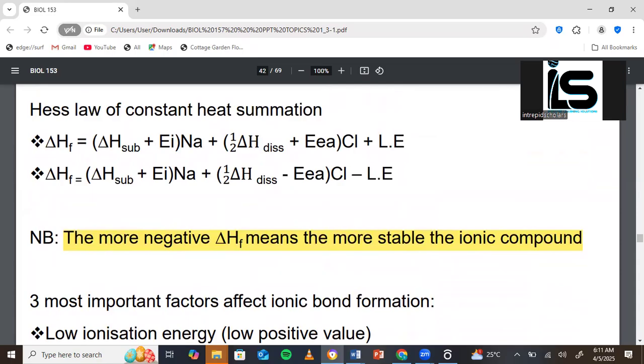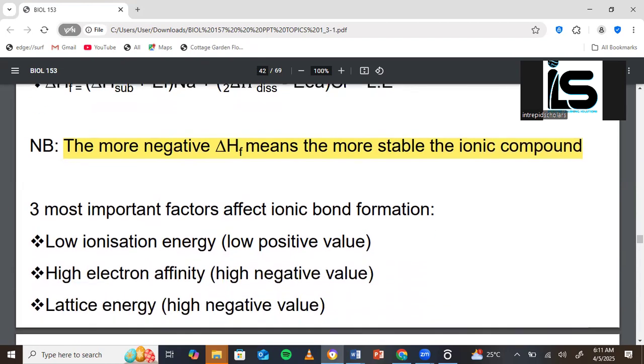It shows an exothermic reaction. You have released energy. Now, when you release energy into the environment, your internal energy becomes low. When your internal energy is low in chemistry, we say you are more stable. So that is what has been explained in blue, in yellow here.